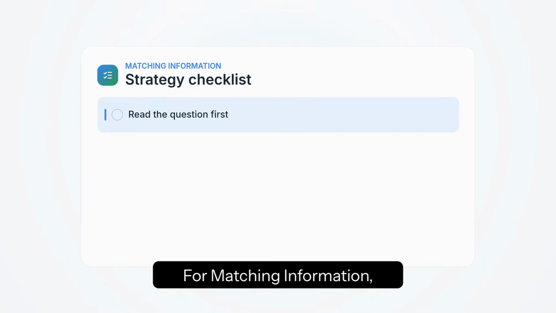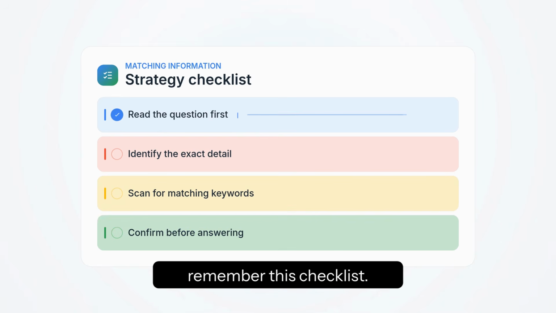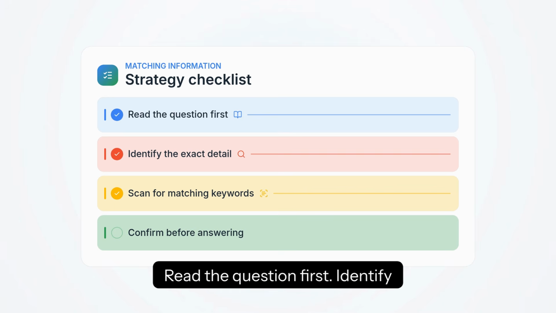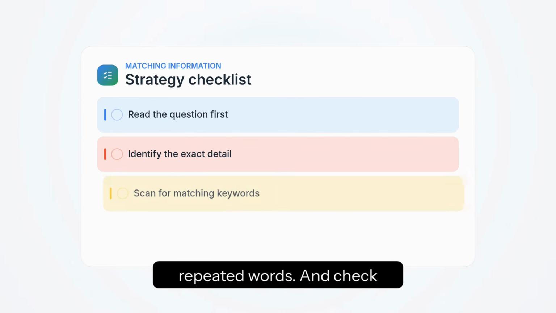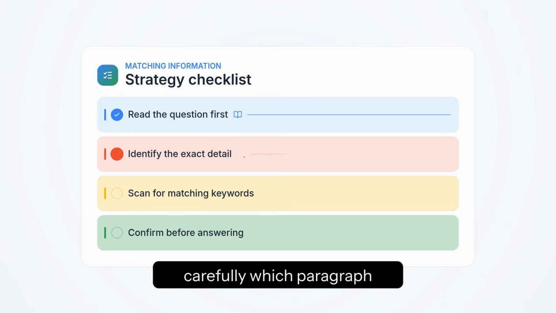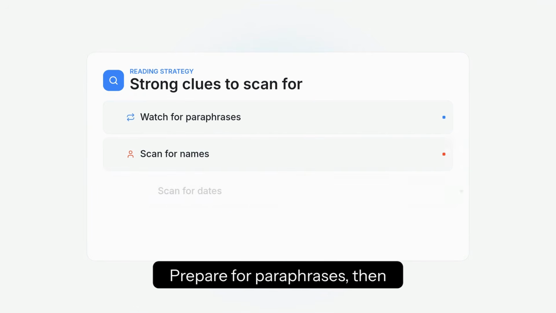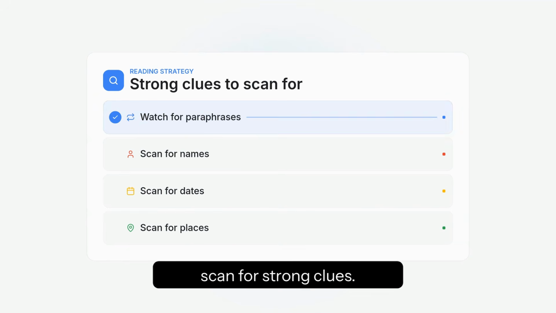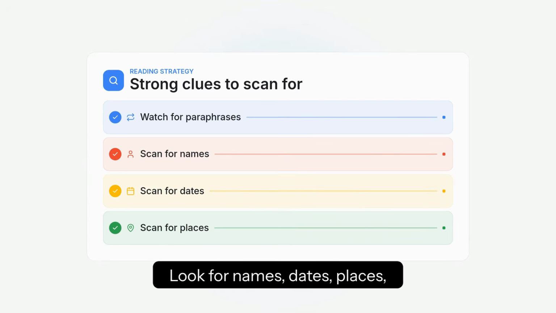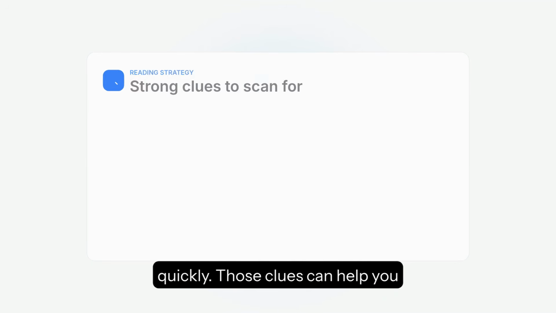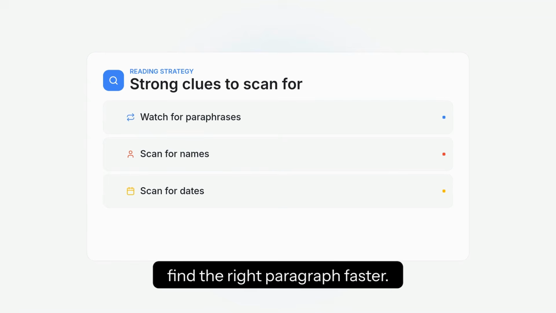For matching information, remember this checklist. Read the question first. Identify the exact detail you need to find. Scan for paraphrases, not just repeated words. And check carefully which paragraph contains that idea. Prepare for paraphrases, then scan for strong clues. Look for names, dates, places, numbers, and other specific details that are easy to spot quickly. Those clues can help you find the right paragraph faster.